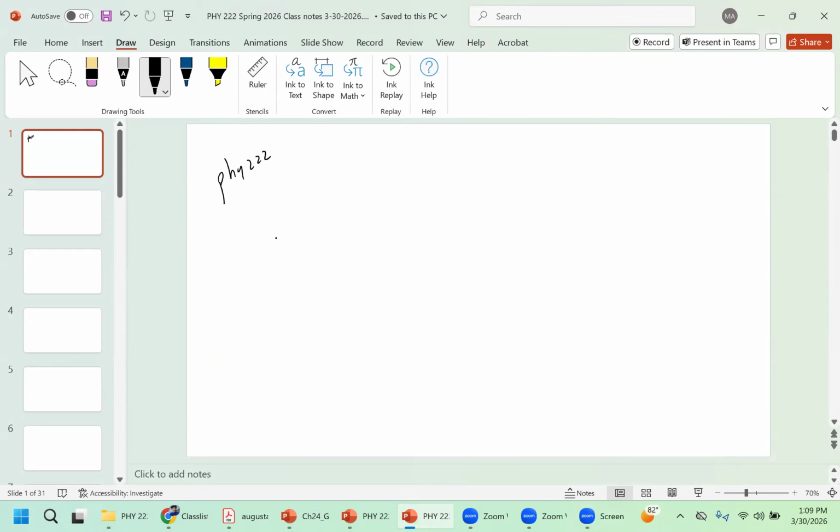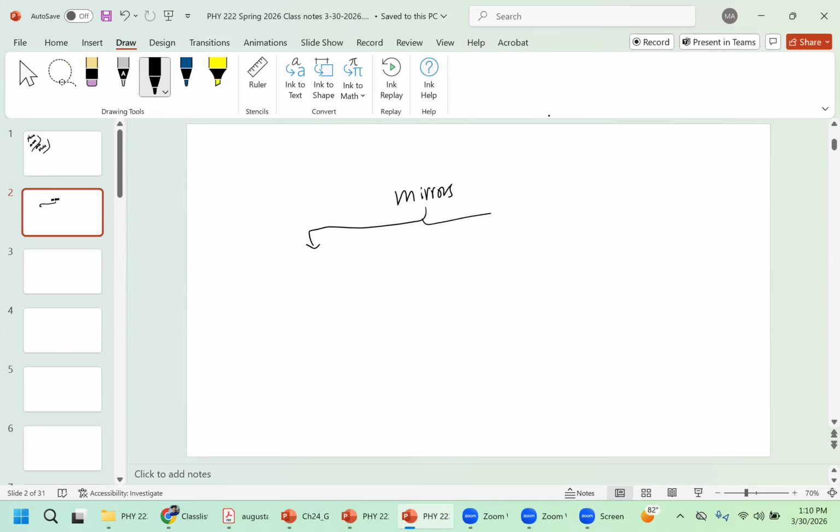PHY 222. And we are going to be talking about mirrors. And I think, if I'm not mistaken, it's chapter 23 in your book. All right, what's today's date? 23, 26. All right, so let's see. Last time, let's see if I remember what we talked about. We talked about mirrors.